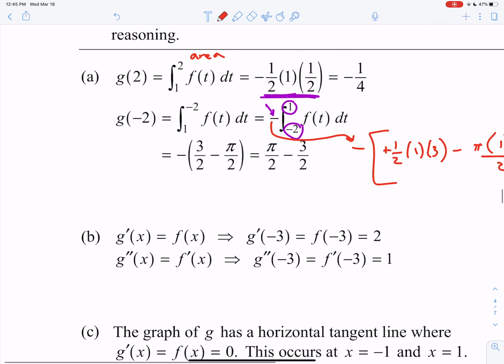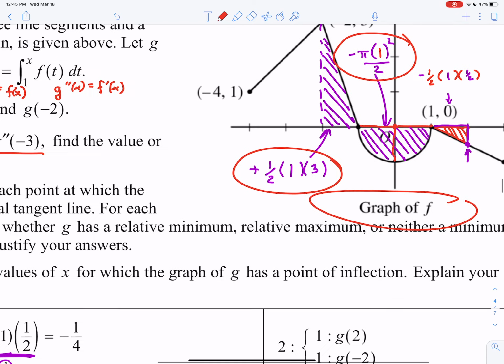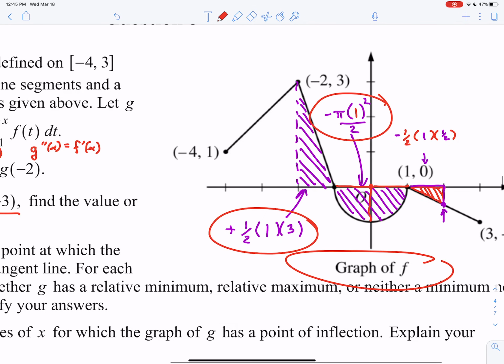So let me just jump straight to that there. G prime of -3 is really just f of -3. F of -3 is really just a location, a point. If you're looking at your graph at -3, when x is -3, which is right here, that y value is just 2.